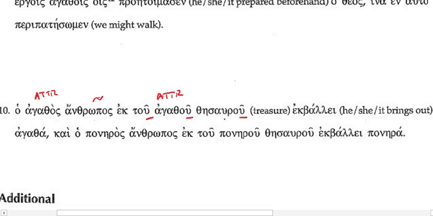By the way, you guys know what the word thesaurus is? It's a treasure of knowledge. It's a treasury of knowledge, of synonyms. Okay. And then we have ekballei. He, she, or it brings out. Should I use the pronoun or do I have an explicit subject somewhere?